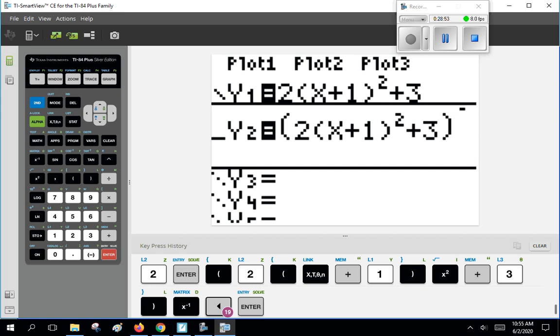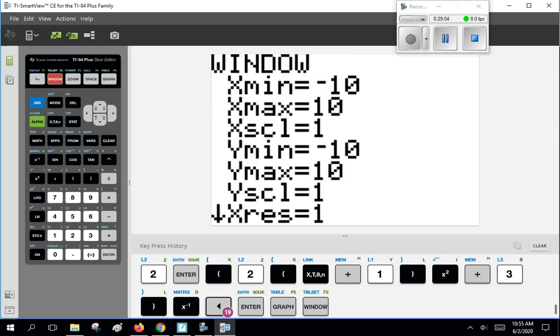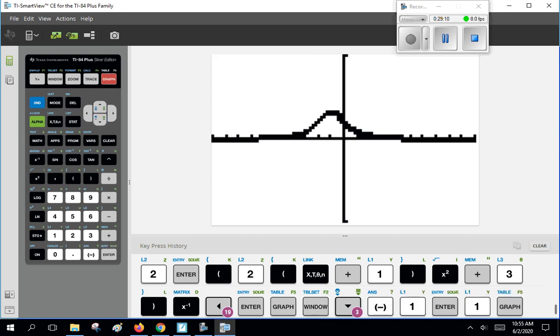Make this a thick one. Graph. Yeah, it's just a lump. Now, you'll note here, it looks pretty flat. Do not ever hit zoom. Maybe make your window different. There we go. Now you can clearly see there's a lump there.